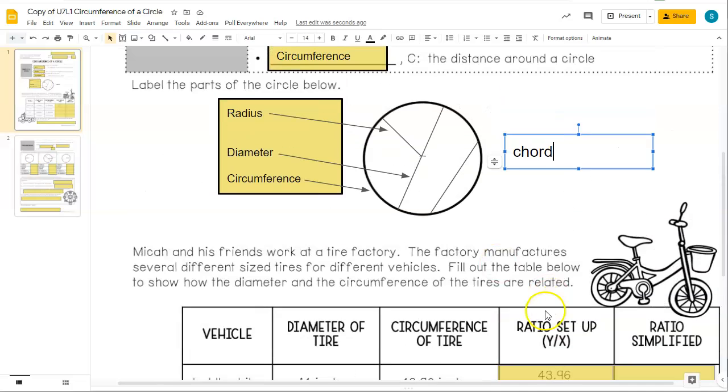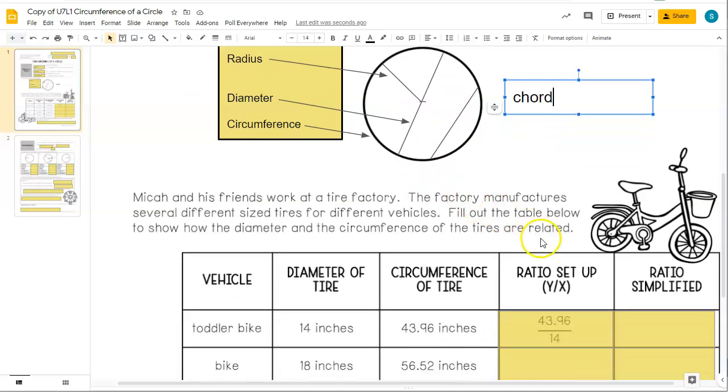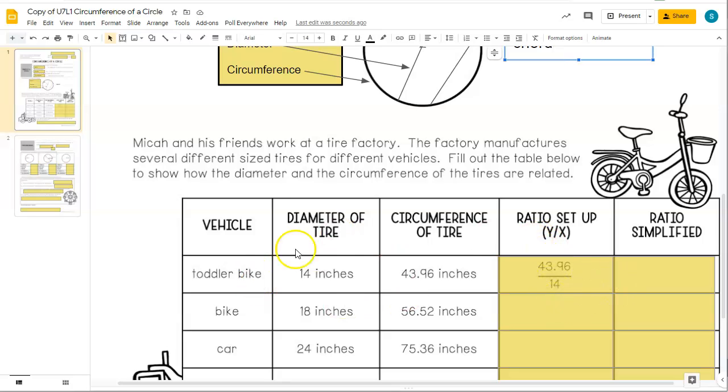Now, one of the things we're interested in is how these things are related. The chord is a weird one. You could clearly draw a small chord and a long chord, but the radius seems to be connected to the size of the circle. The diameter is inherently connected to the size of the circle, and we want to ask, is it connected in a fixed way? So we're going to check. The scenario is that Micah and his friends work at a tire factory, and they make tires of several different sizes for different vehicles. Fill out the table below to show how the diameter and circumference of the tires are related.